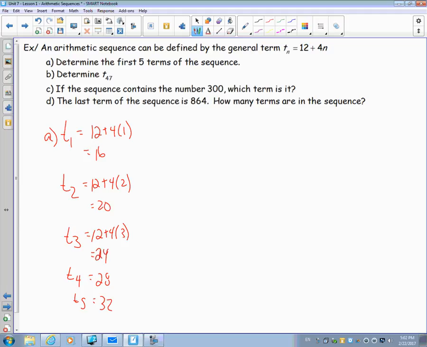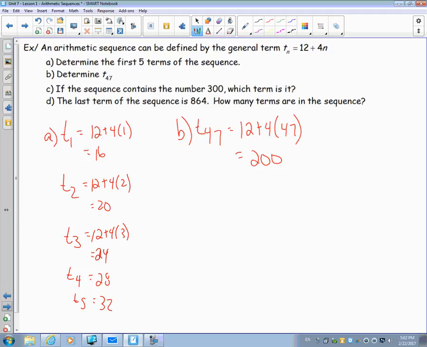For part B, finding term 47, well, now I don't want to keep adding 4 because that's way down the line. So here's where that equation comes in handy again. 12 plus 4 times 47 comes out to 200. Okay, I don't want to write them all out. I can use my equation.